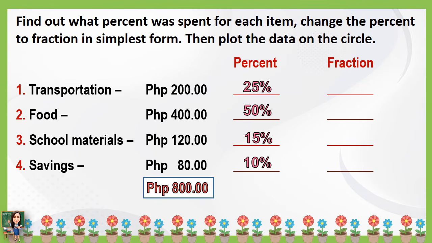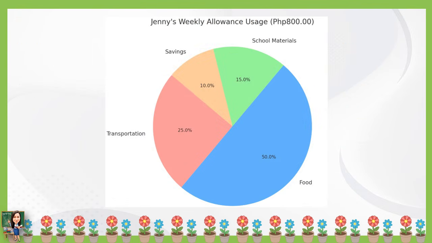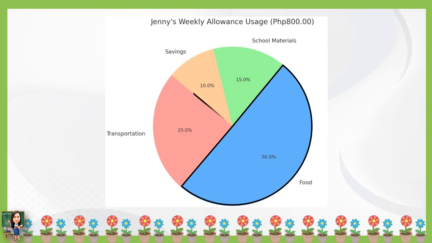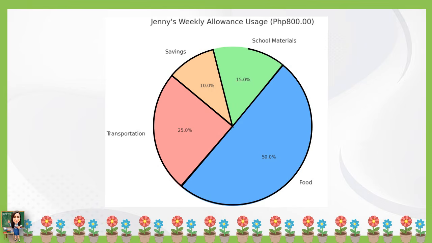Then, change this into fraction. 25% of 800 is 1/4. 50% of 800 is 1/2. 15% of 800 is 3/4. And 10% of 800 is 1/10. Then plot the data on the circle. The title is Jenny's Weekly Allowance Usage, 800 pesos. So the food usage is 50%. The transportation is 25%, 10% for savings, and 15% for her school materials.